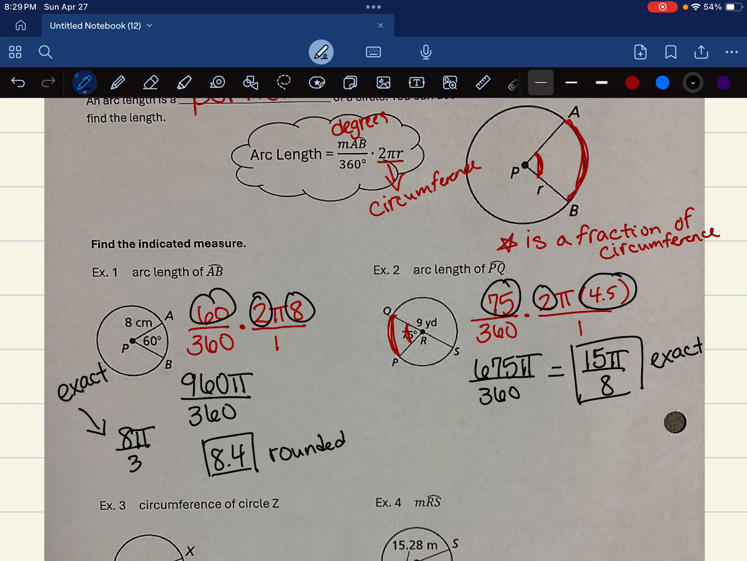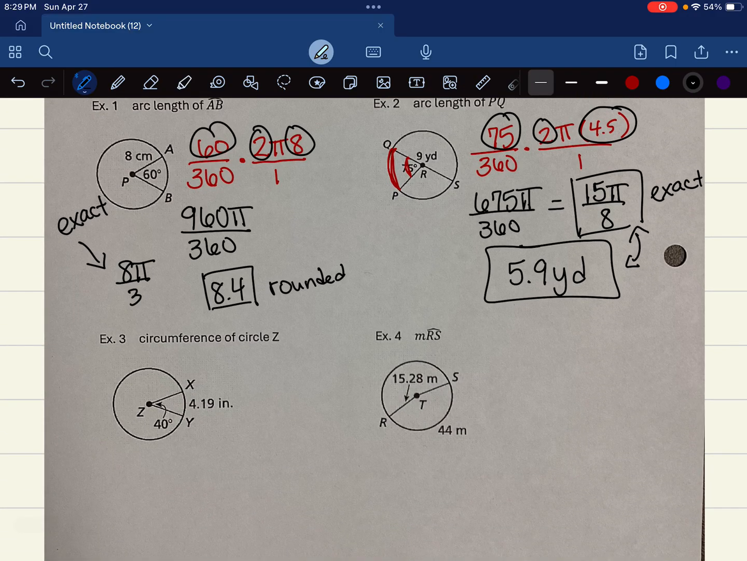Then, just as a reminder, if we want to change to decimal, we do 15 pi, hit equals, divide that by 8, and we should get 5.9 yards for our rounded answer. So both answers are technically the same, right? One's an exact answer, one is a rounded answer.